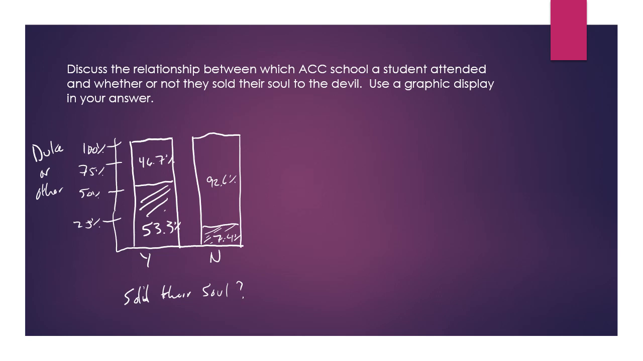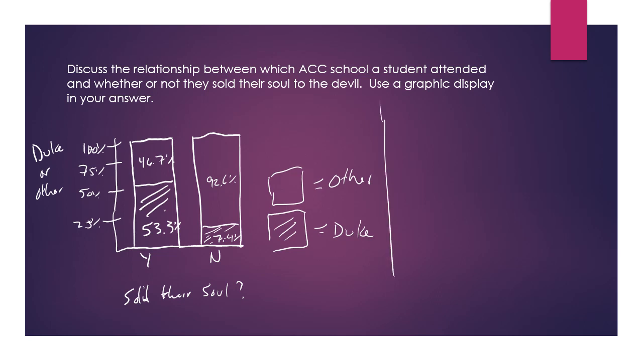Okay, so then we need to make some kind of a key. I'm going to draw a little block with cross-hatching in it like that, and I'm going to say that that is Duke. And another bar like this, and I'm going to say that's other. Okay, so that's my visual representation. Again, this is called a segmented bar graph. And it's very good when you're trying to show a conditional distribution. Okay, segmented bar graph. Now we're supposed to talk about this as well.